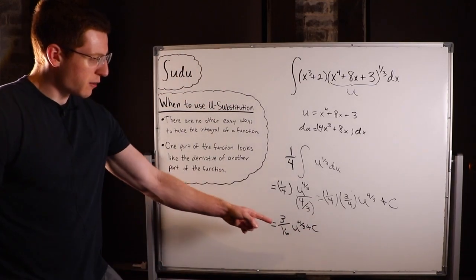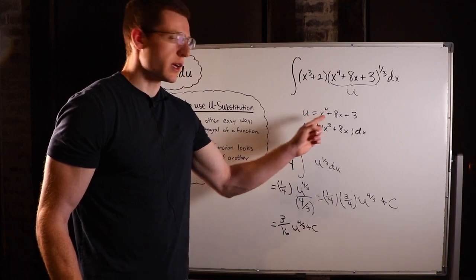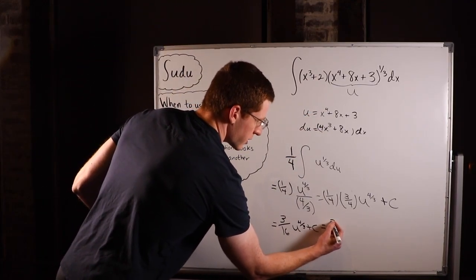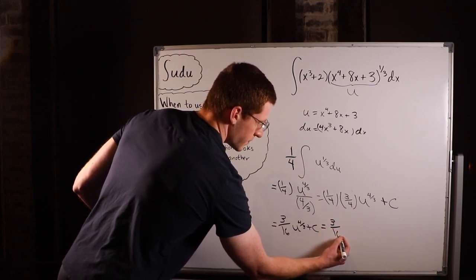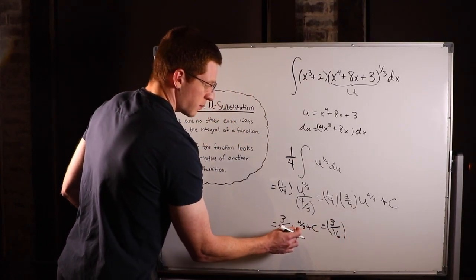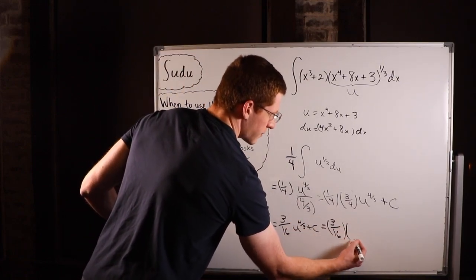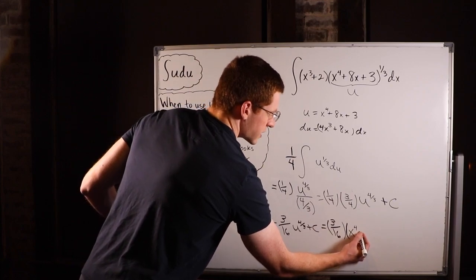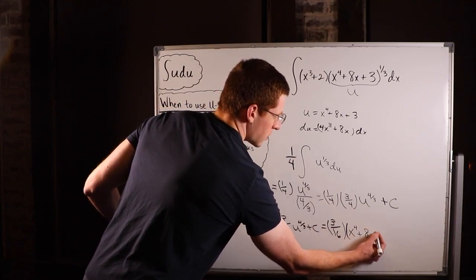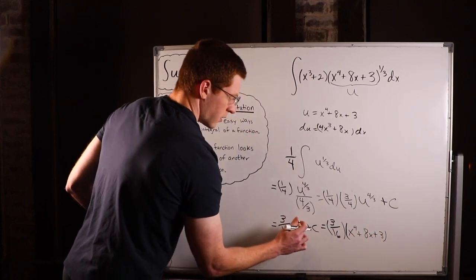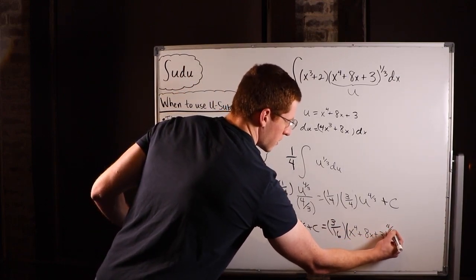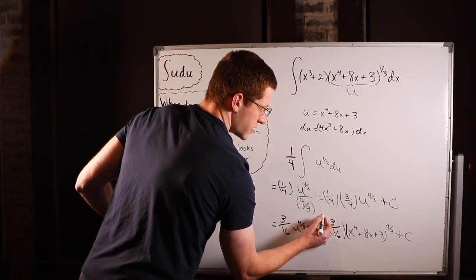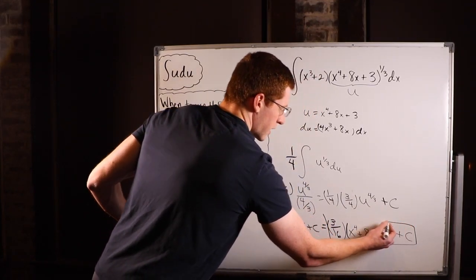So now all that's left is to plug in my u in terms of x, and I'll have my final answer here. So this is going to be 3 over 16 times u to the 4/3, so I'll plug in my whole u, x to the 4th plus 8x plus 3, all to the 4/3 power, plus c. So this is my final answer.